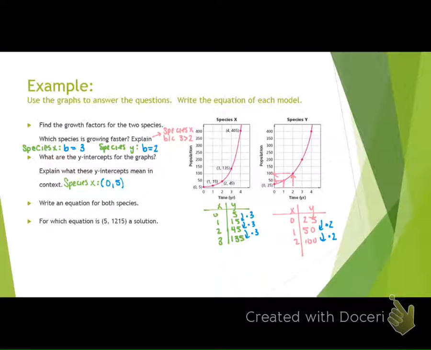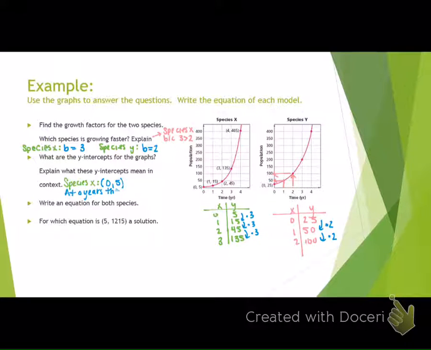Yeah, at 0 years you have a population of 5, or the beginning amount has a population of 5, or the initial amount has a population of 5. Any of those work. So at 0 years, there is a population of 5.